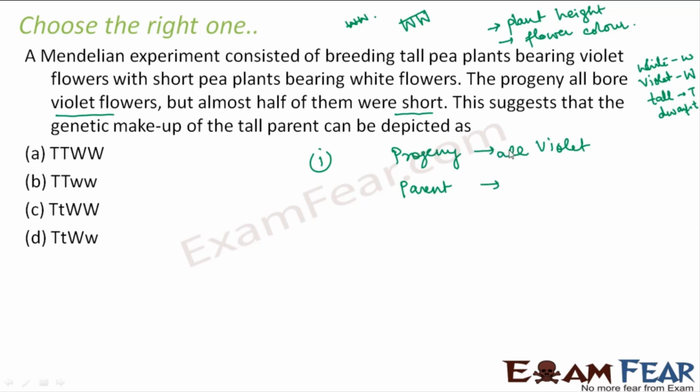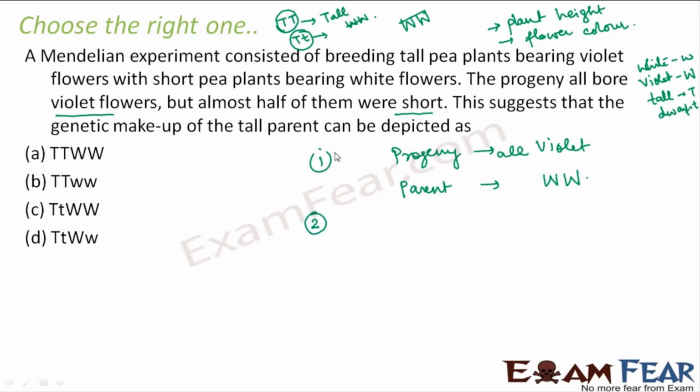Now if the progeny has all violet flowers, that means the parent is definitely homozygous violet. So the parent will have WW. Because in our previous topics which we have discussed, we saw that whenever the parent is homozygous tall, all the progeny is going to be tall. But if the parent is heterozygous tall, in that case the progeny will have a mixture of tall and short plants, right? So similar is the case here. Here the progeny is all violet, that means the parent is homozygous violet, right?